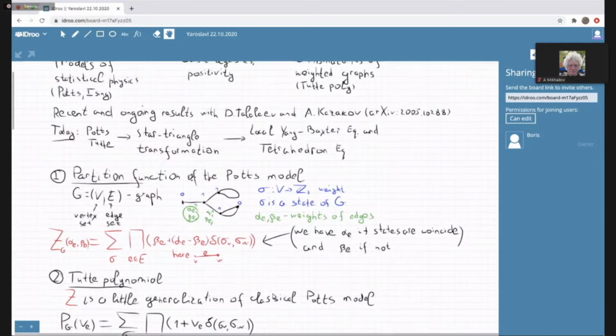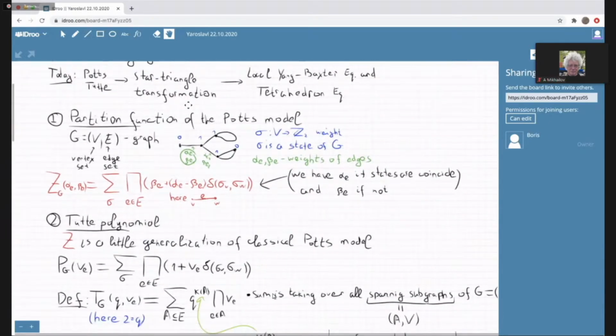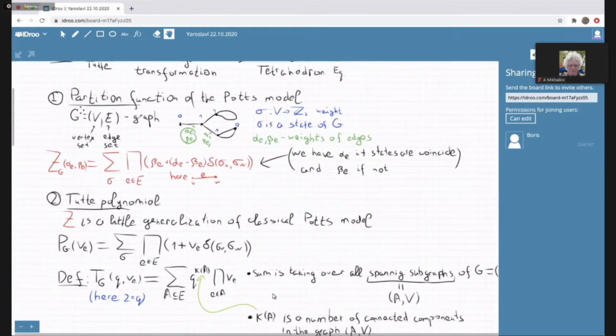Let's start with a review of the definitions of the Potts model partition function. We have a graph, where V is a set of vertices and capital E is a set of edges, and we allow loops and multiple edges.